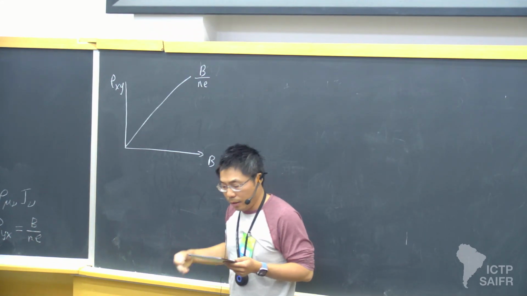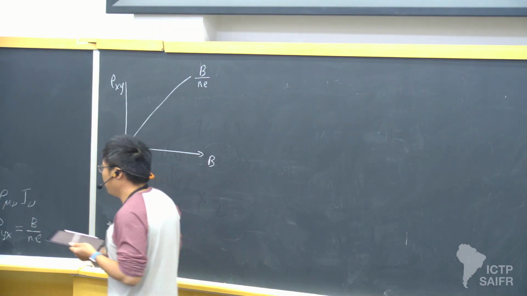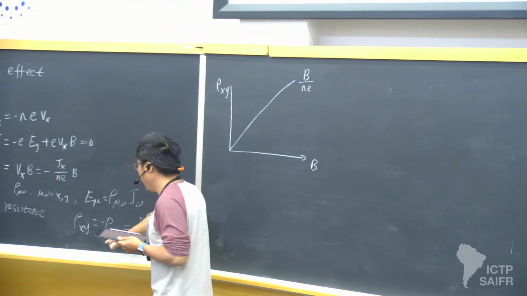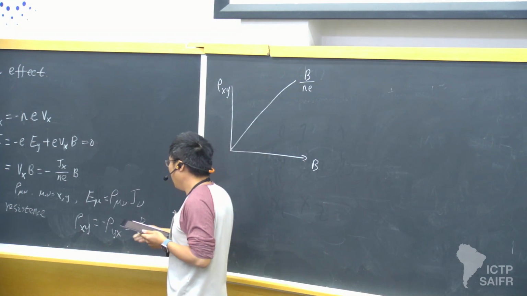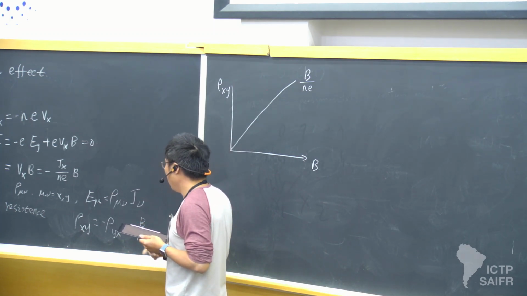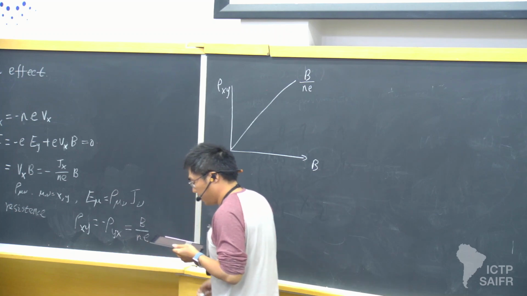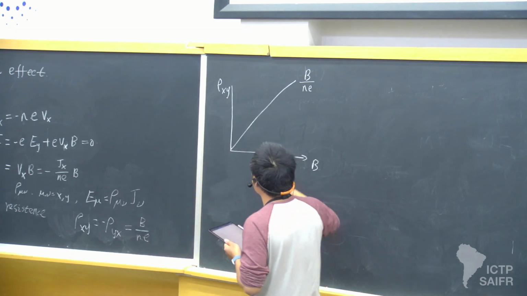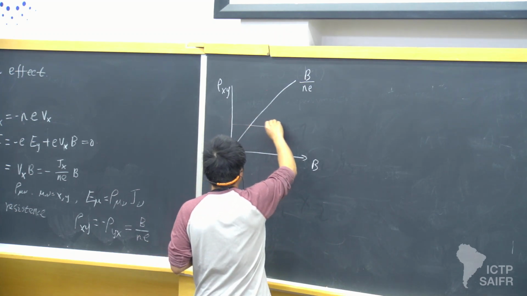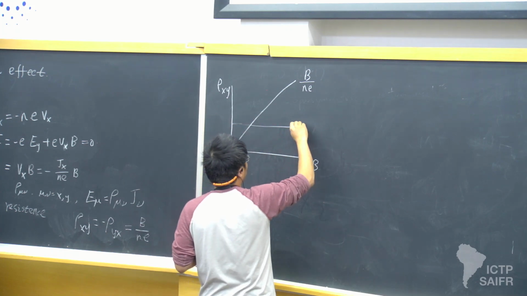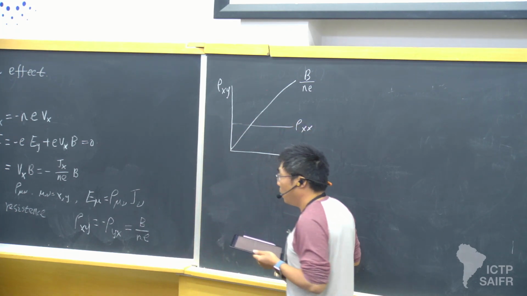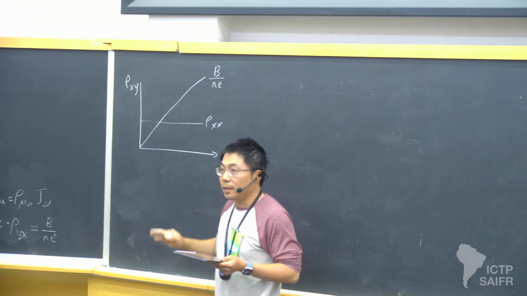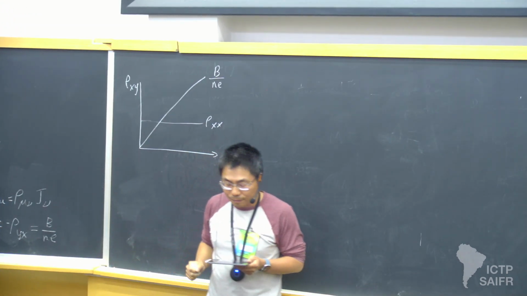That is the classical story. You can also work a little bit harder to get the transverse, the longitudinal resistivity like rho xx, and what you will find is actually it just stays as a constant that is independent of the magnetic field, right? That is the classical story.